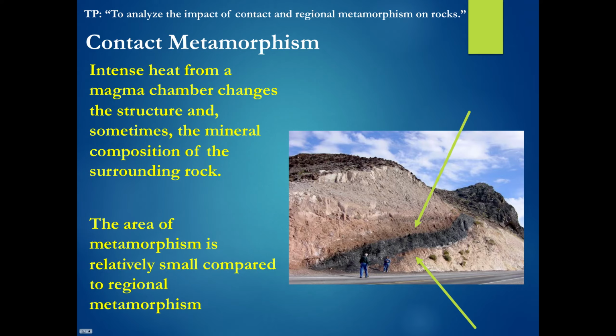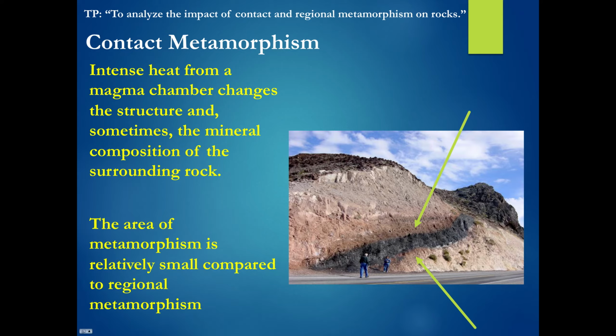So let me start off with this picture. This picture is a great example of contact metamorphism. So this dark spot here is most likely the heat source. It was once part of a magma plume that maybe rose up near the surface, and the heat changed the rocks on both sides of this intrusion.